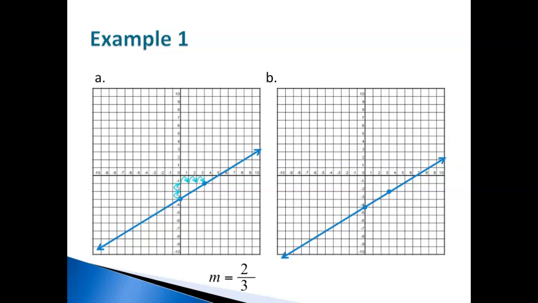Now in this next one, you'll notice we're starting here at -4 on the y-axis. And again, we're going to actually have to go up 2 and then go over to the right 3. So this also is going to have a slope of 2/3. So even though these two lines are different and we had different starting and ending points, they both had a slope of 2/3. Let's do some more examples.